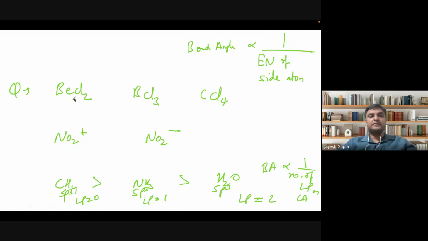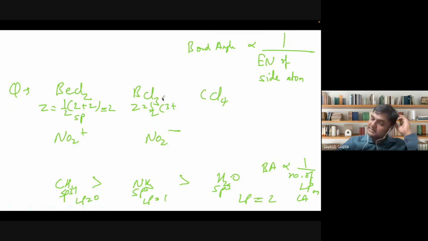Okay, fine. Now I'm telling with the formula that I've given. Z is equal to half. The valence electrons for beryllium are 2. There is no charge and there are 2 halogen atoms, so plus 2. You get a Z value of 2, so this will be sp. Likewise here, Z is half, valence electrons for boron are 3, no charges, and 3 halogen atoms. So 6 by 2 is 3, so sp2 again.